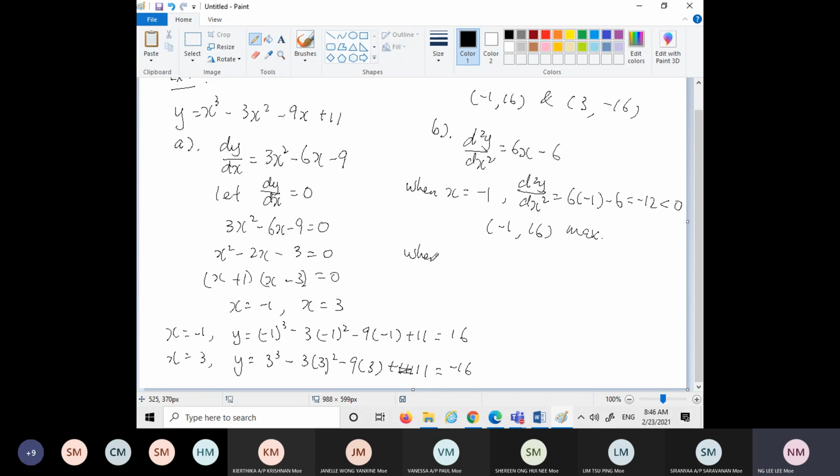Usually 1 point is maximum, the other point is minimum, but we still have to test. So when x is 3, find the second derivative. So 6 times 3 minus 6, 12. So this is positive. When positive, this is minimum. So at 3, the value is minus 16, this is minimum. That's all. Easier compared to the textbook method. This is easier. Now we go to example 17.